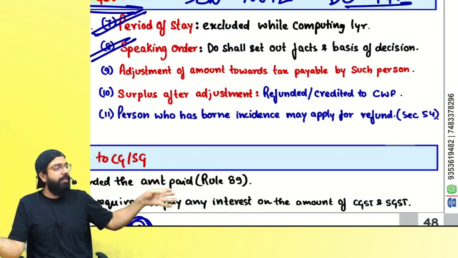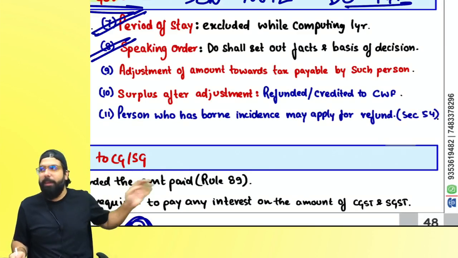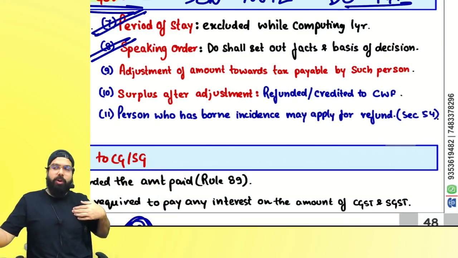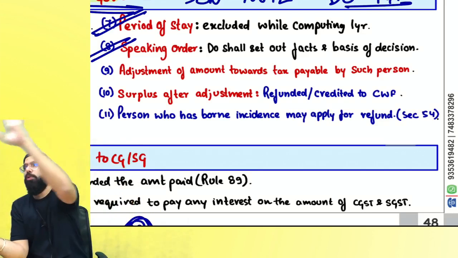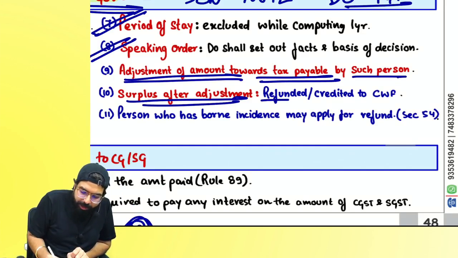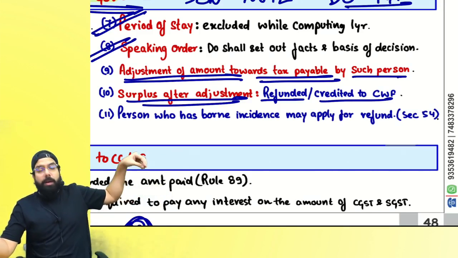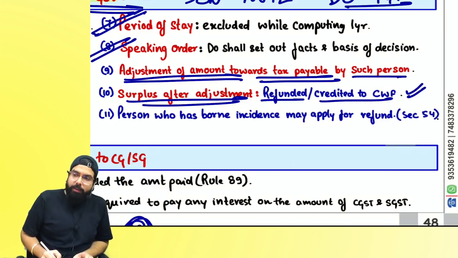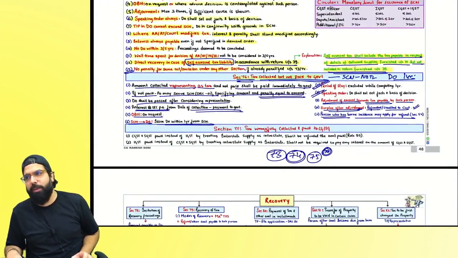For example, say some amount had to be paid to the government by this person. The government will first recover that amount and the remaining amount will be paid to the recipient. Here I am the supplier, this is the recipient. So whatever amount I collected from the recipient, the government recovered it from me. The government will give it back to this person, provided this person doesn't have any dues to the government. It is adjusted towards tax payable by such person. Any surplus will be refunded. If the government can't trace the ultimate consumer or the ultimate bearer of the tax, the amount will be put into the consumer welfare fund. The person who has borne the incidence may apply for a refund. If you don't apply for a refund, it goes to the consumer welfare fund.